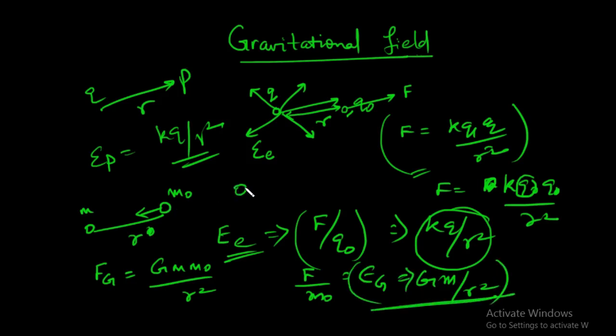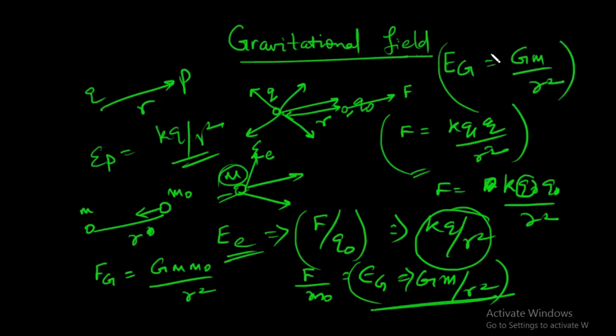This means that the space is not empty, it is filled with the gravitational field in the case of mass. So the field due to gravity is GM by r square for a mass m at a distance r. So you see, if there is a mass m and there is a test mass m naught, it is obvious that the test mass will experience an attractive force.